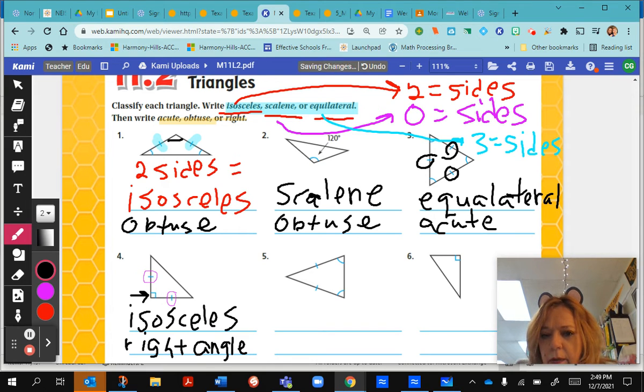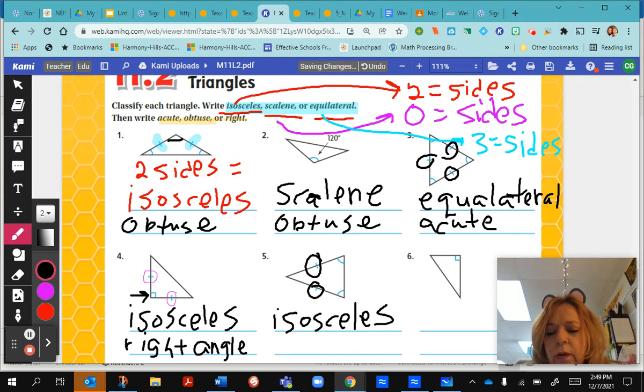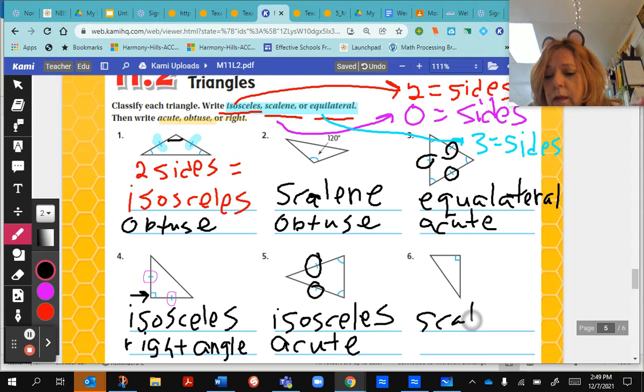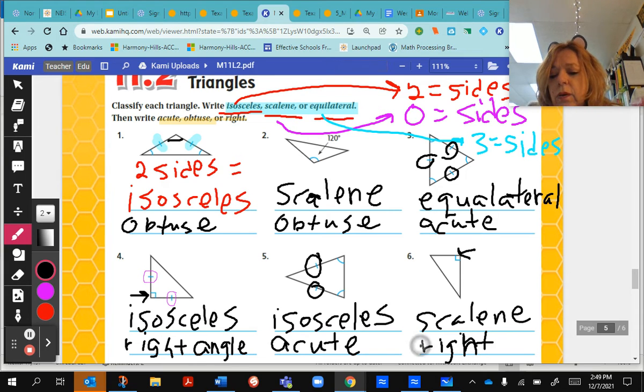This next one, I have 2 again. There's 2 sides that are equal, which makes it an isosceles. And all the angles are acute. And this last one, I don't have any markings on there, so it makes it a scalene. And I see it has a right triangle. Oops, sorry about the writing. That is an R. Some people are going to say it looks like a V, so you're absolutely right.